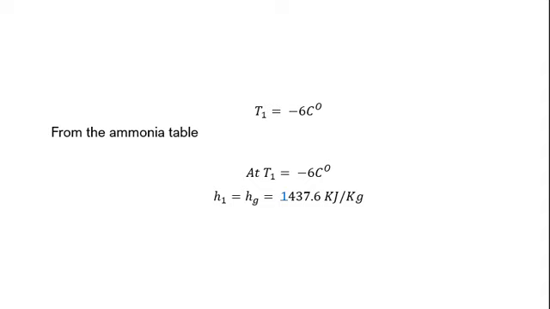Let's start solving the calculation. Our aim is to calculate the enthalpy values at each point in the cycle. So for the first step, we look at the ammonia table in the steam table, and for ammonia at -6 degrees Celsius, H1 is equal to Hg from the table, that is 1,437.6 kilojoules per kilogram.